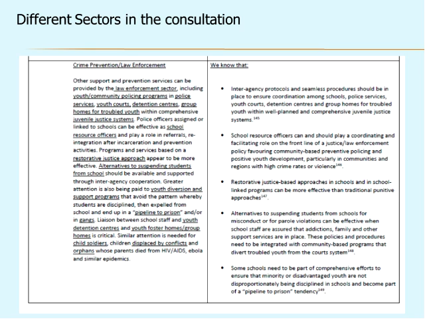And then if you look at the right-hand column, that's where the statements come from. Very often it's, as you look at the first one there, where the interagency protocols and seamless procedures should be in place to ensure coordination about schools and police services and so on, youth courts.